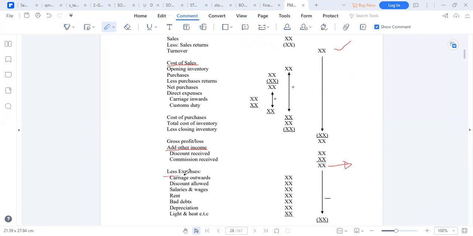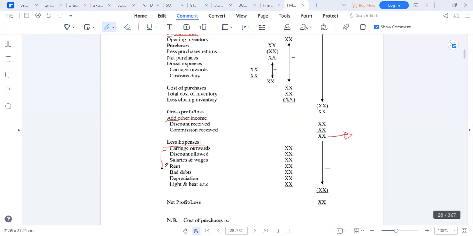To the gross profit, we will less our expenses. These are what we call the operational expenses. Carriage outwards, sometimes we would want to transport these goods outside. We have discount allowed, we have salaries and wages, we have rent, we have bad debts, we have depreciation, we have light and heating. Now, these operating expenses, you can rearrange them if you want into sales, administrative, but the format does not make you lose any marks.